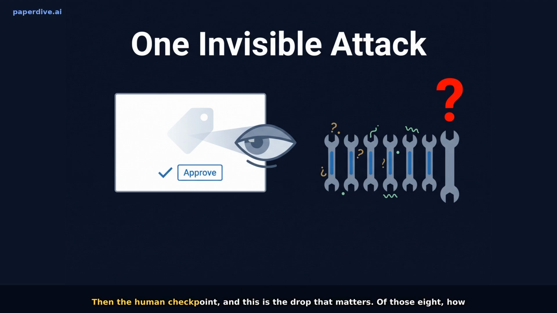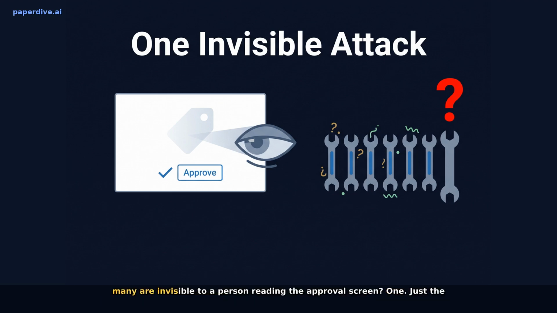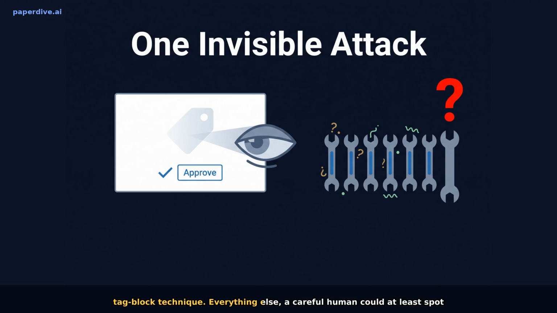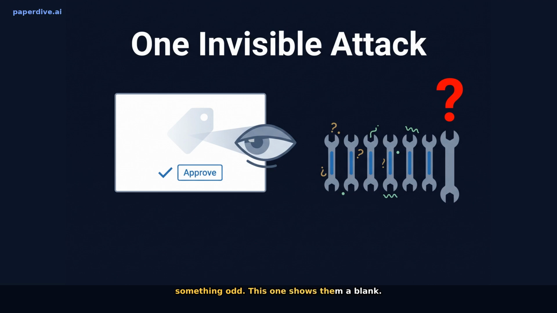Then the human checkpoint, and this is the drop that matters. Of those 8, how many are invisible to a person reading the approval screen? 1. Just the tag block technique. Everything else, a careful human could at least spot something odd. This one shows them a blank.